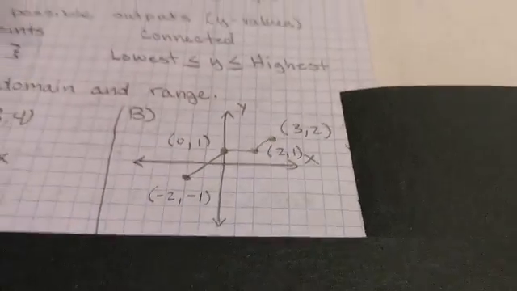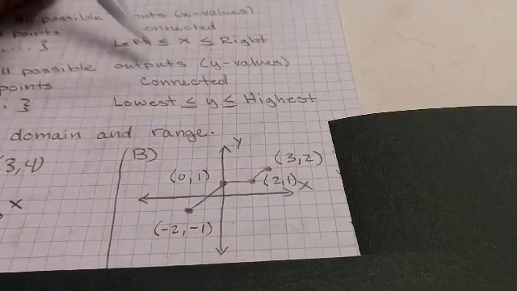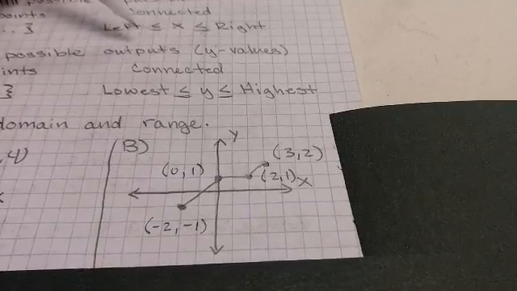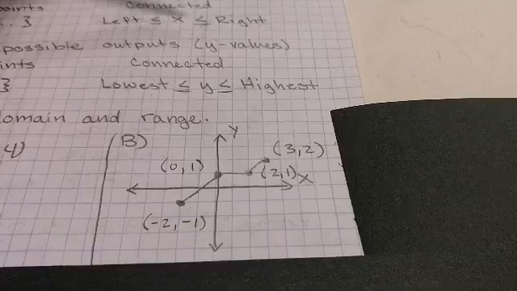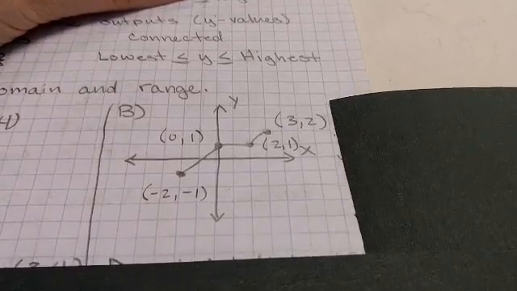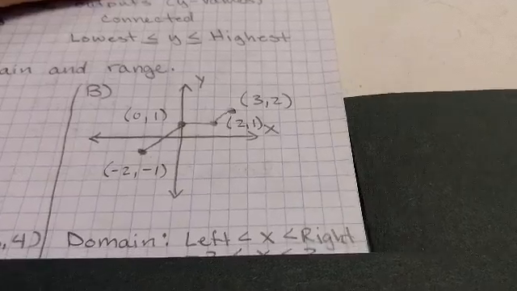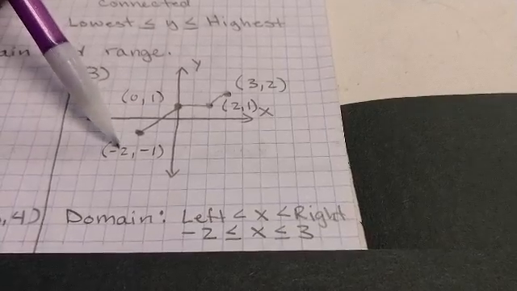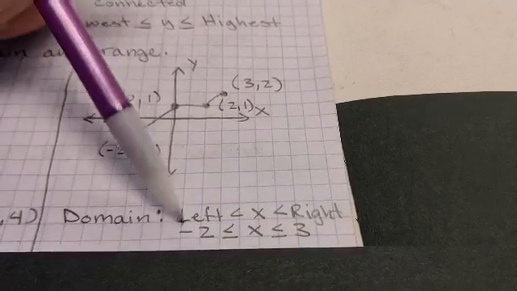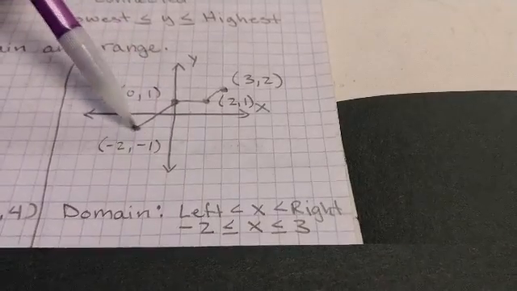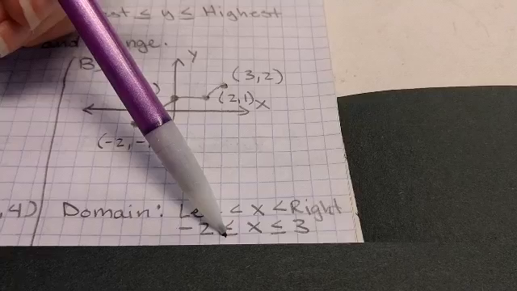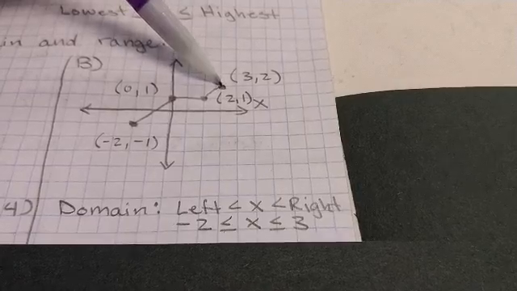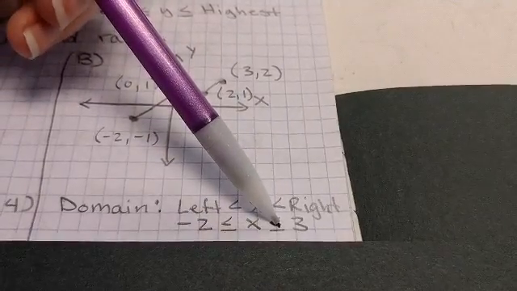Since it's connected, I know I'm going to be working with compound inequalities. So when I want to build my domain, I use the left point and the right point. If I look at my graph, the point furthest to the left is this -2. So I put -2 is less than. My -2 is a closed circle, so I put my line underneath x, which is less than or equal to my right point, which is at 3. It's a closed circle, so I put my line underneath.